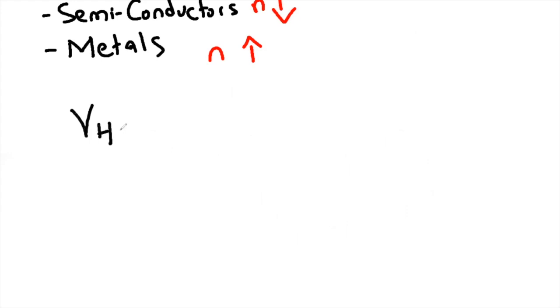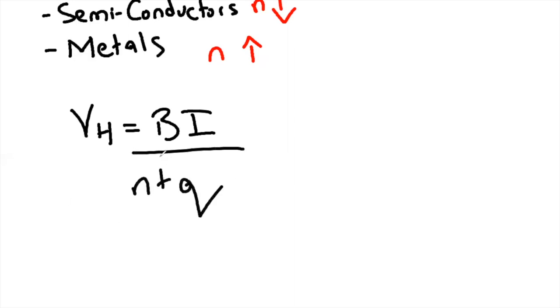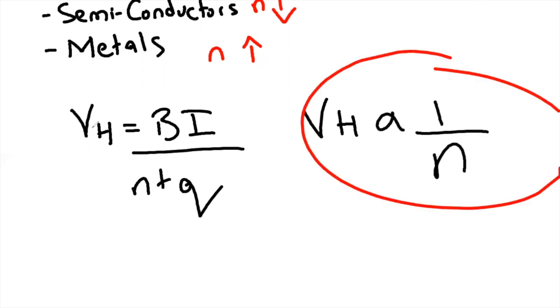So VH is BI divided by NTQ. That's true, right? BI divided by NTQ. Now, B, I, T, Q, everything is constant. VH is inversely proportional to N. And that's my proof for you. And that's exactly why metals have lesser VH. Semiconductors have greater VH. I hope that made sense. I'm clearing this now.